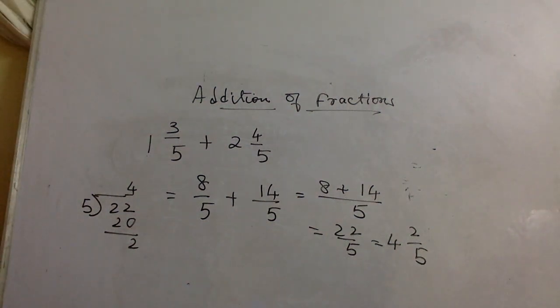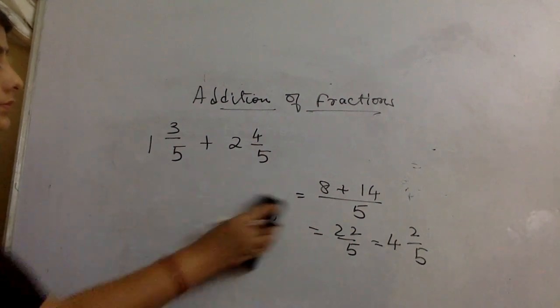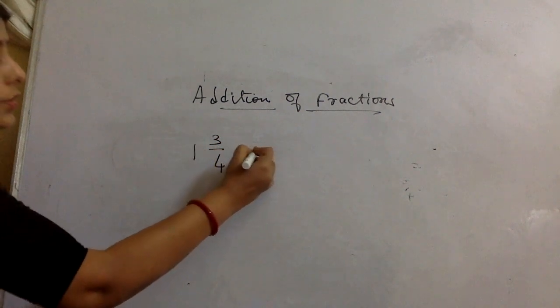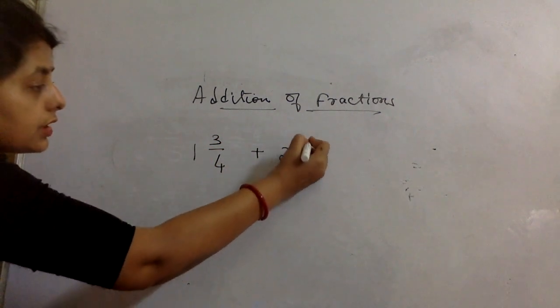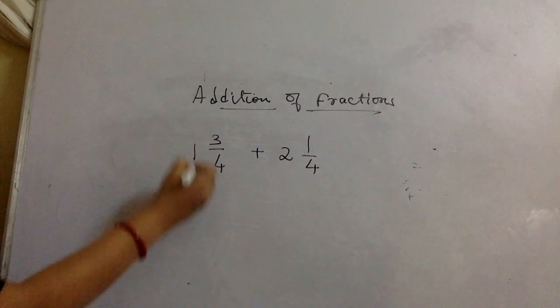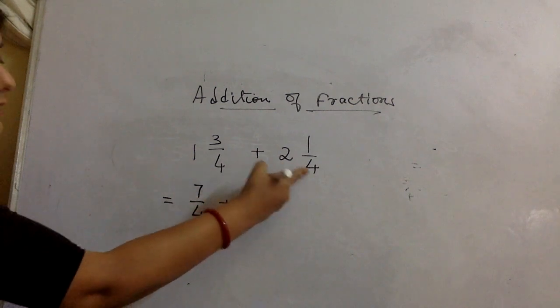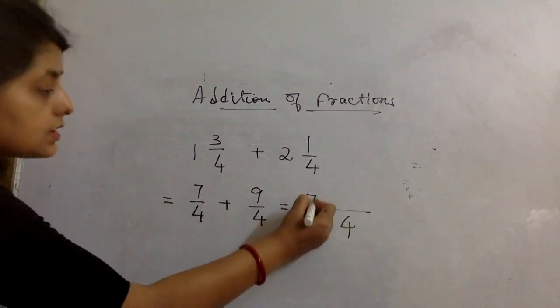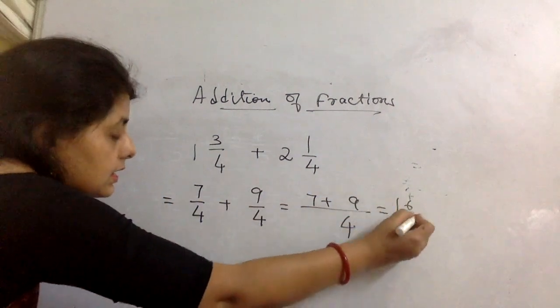So if you are still confused, let me do another addition of mixed fractions. Okay, one more addition of the mixed type. Shall I take 1, 3 by 4 plus 2, 1 by 4. Now you can convert them. 4 plus 3, 7 by 4 plus 9 by 4. Write the denominator here and then copy this down. That is 16 by 4.